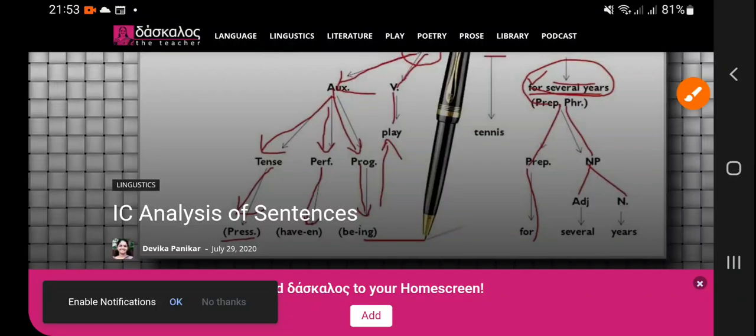Hello students. So let us discuss IC analysis of sentences. IC analysis, you know, that's immediate constituents analysis of sentences, right? And that is based on phrases, and a common idea you must have. You just imagine a tree.